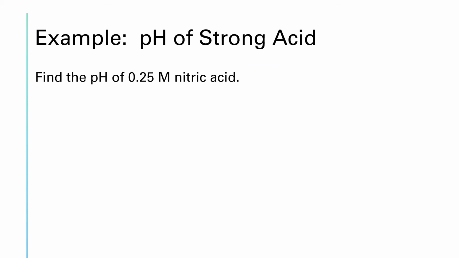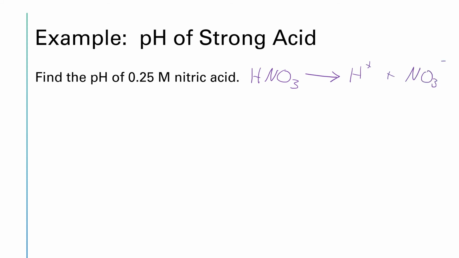In this example, we're asked to find the pH of 0.25 molar nitric acid. Now, the previous example just gave us the hydrogen ion concentration. Not so this time around. We're told the concentration of nitric acid. So the first thing you need to do is check to see, is nitric acid a strong acid or a weak acid? Well, nitric is HNO3, and that is on our short list of strong acids. So that means this is a one-way arrow, and we get H plus ions and nitrate ions.